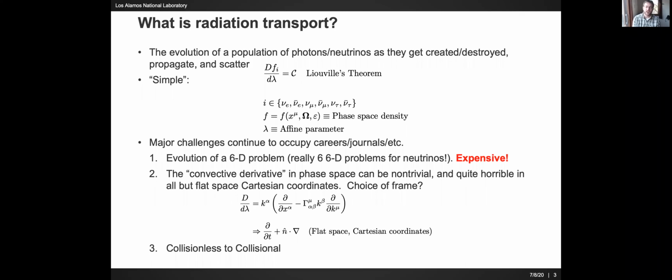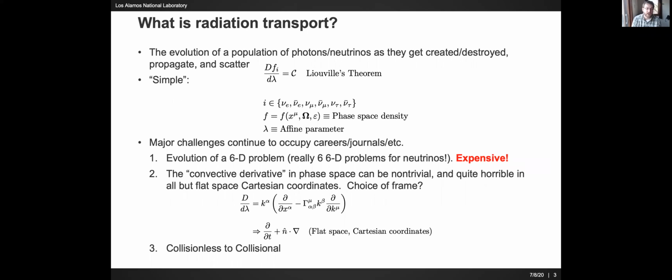So why is it so hard? Some of these points are obvious and trivial. The first is that if you're trying to evolve the distribution function in a six-dimensional space, there are just a lot of degrees of freedom. And it's even worse if you're trying to evolve the neutrino distribution functions, because you've really got six of them. So that's a six plus one dimensional problem, which is just expensive. At the end of the day, there's no way around that. If you really care about evolving the full radiation field, then you're going to be paying a lot for it.